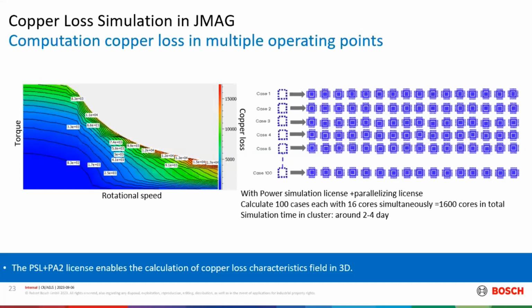And each case can be run on 1 computer node with 16 cores. So in total, 1,600 cores are used for this computation. And it takes, really depending on your mesh quality, your mesh size, and the period of time you want to simulate, roughly 2 to 4 days to complete such a map in 3D with eddy current, both in magnets and in copper.